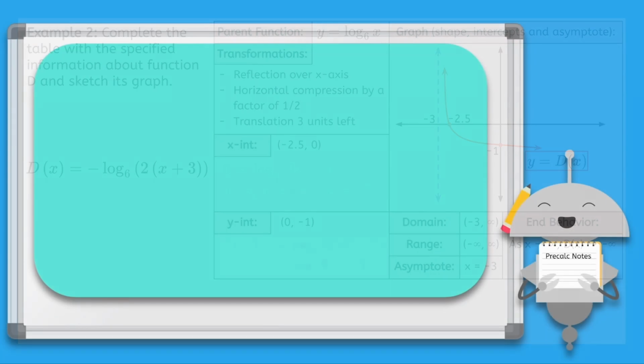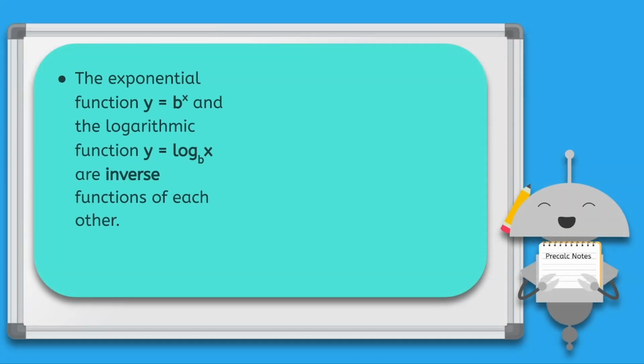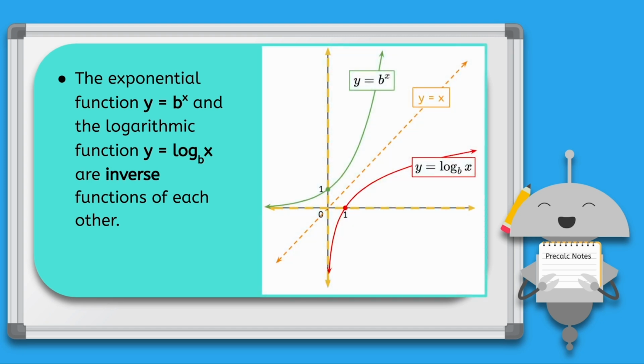In this lesson, we learned that the exponential function y equals b to the x and the logarithmic function y equals log base b of x are inverse functions of each other. This relationship is the reason why these functions are reflections of each other over the line y equals x. We also learned how to graph exponential and logarithmic functions using transformations and how to find their features.